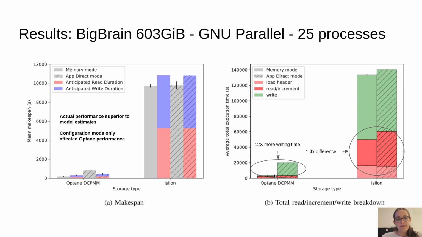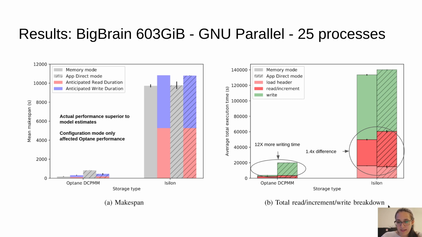When we processed the full BigBrain, the highest resolution BigBrain dataset, so the 603 gigabyte one, with Nighres parallel at 25 processes, what we see is that the real performance, what's in gray, is usually lower than what our model has estimated. And when we compared Lustre in memory mode to AppDirect mode, we didn't see that the modes actually cause a difference, whereas there was a difference between Optane in memory mode and Optane in AppDirect mode.